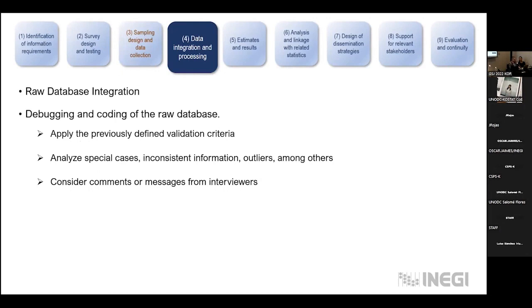Okay, okay. So yeah, I think the sampling process was the deepest. These are quick ones. The raw database integration.